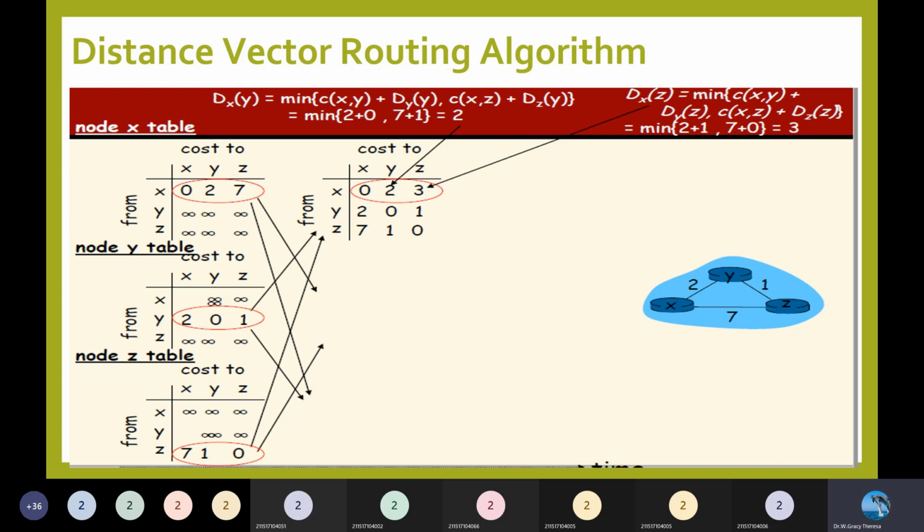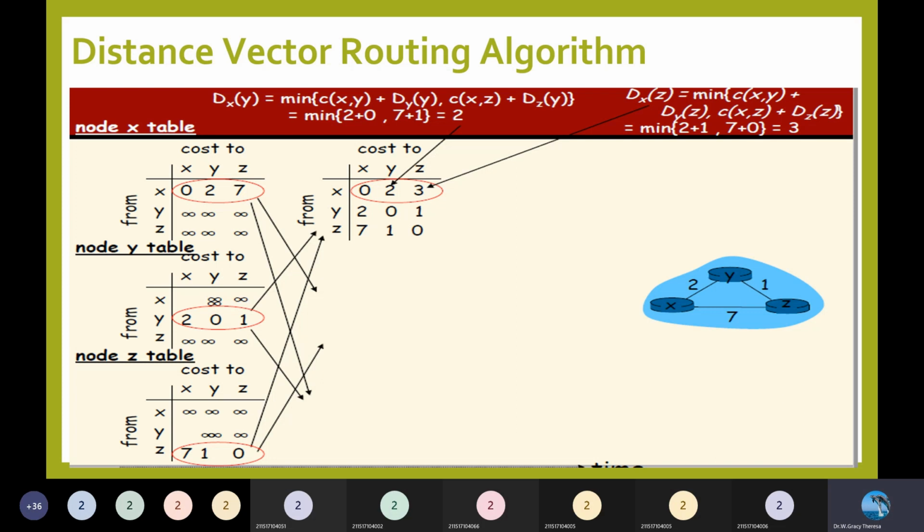When sharing happens, when y sends information and z sends information to x, the processing happens using the Bellman equation and the minimum is chosen. For example, d of x of y. When y is sharing this information with x, it is going to find out the minimum cost.